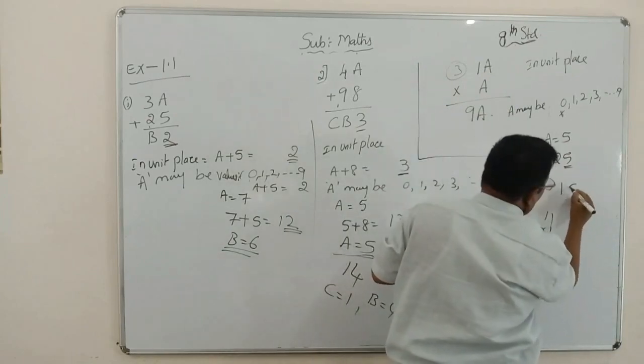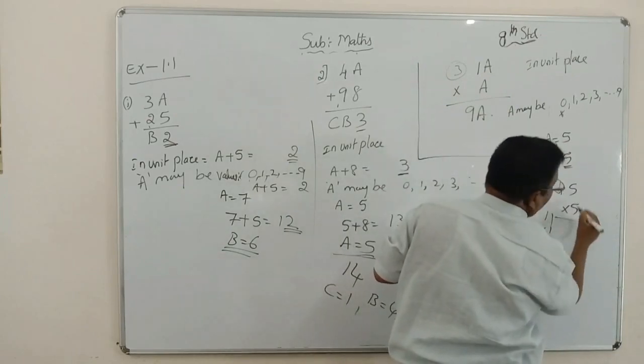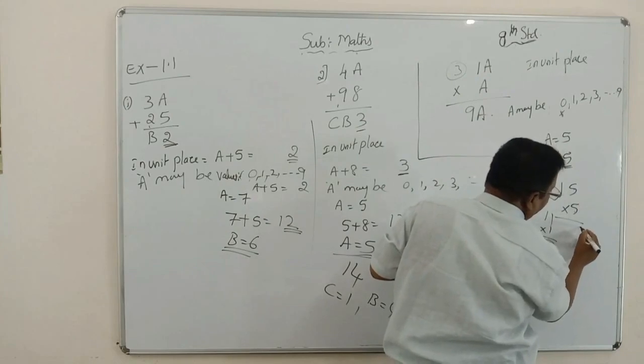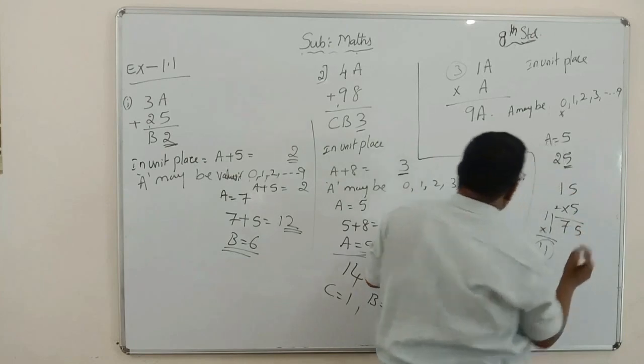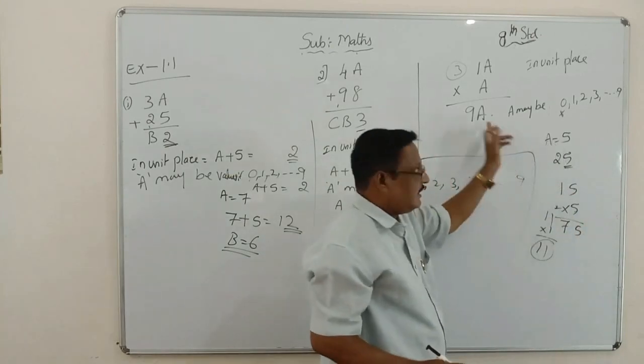Here A is 5, 5 into 5. 5 5s are 25. 2 carry, 5 1s are 5 plus 2, 7. Here 7 is there. This is also wrong.